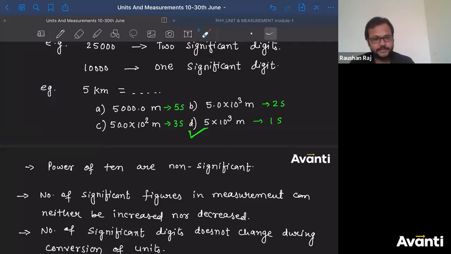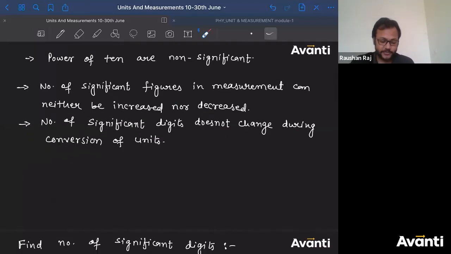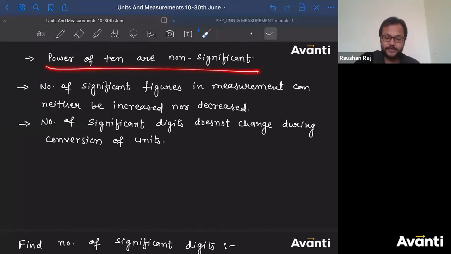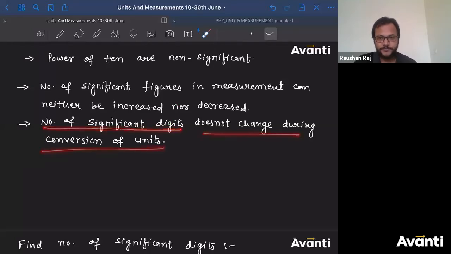ठीक है? Yes, Ketan. It's just the order of magnitude, like of which order the magnitude is. 10 to the power 3, 4, 5, 6. It just gives you a value of the magnitude, बड़ा है या छोटा. That's it. It does not give you any hint about how precise or accurate the measurement would be. All right, बहुत बढ़िया. So a few things that you have to remember: power of 10 will be non-significant, and the number of significant digits does not change during conversion of units. All right, guys, बहुत बढ़िया.